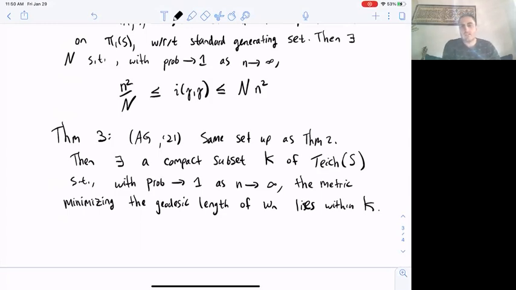So this goes back to work of Kerckhoff, that a curve is uniquely minimized in its geodesic length at a particular point in Teichmuller space if and only if that curve fills the surface. So again, by using Maher and Tiozzo, you know with high probability that Wn will fill the surface. And so this sentence makes sense up to forgetting smaller and smaller probabilities as n goes to infinity.